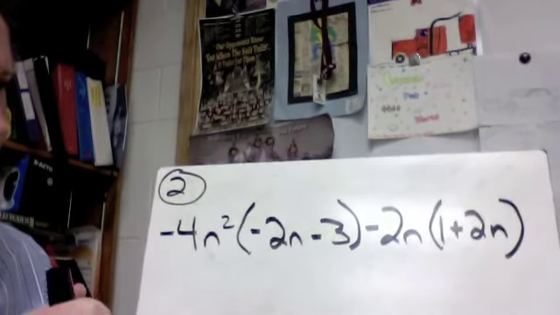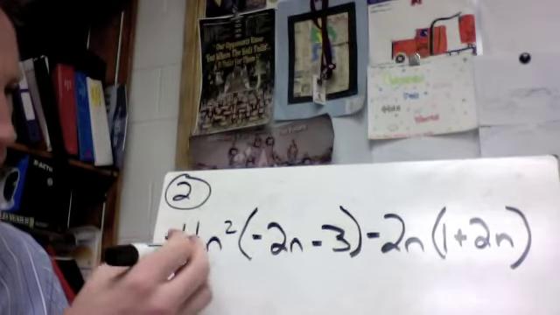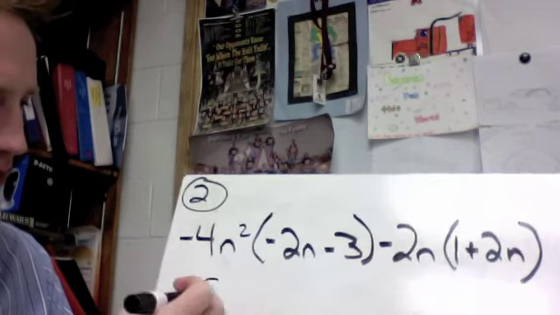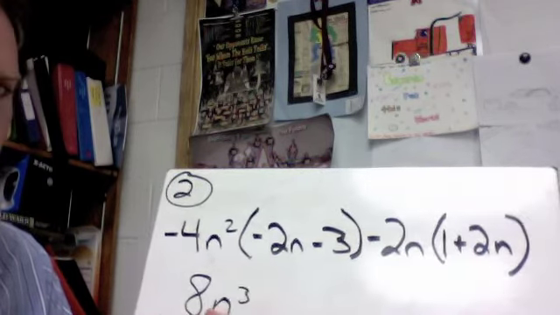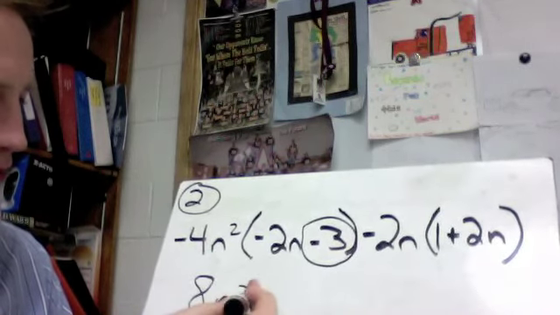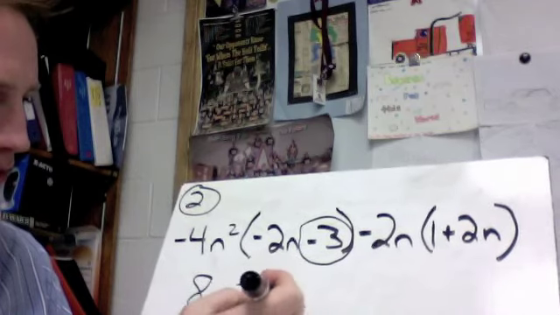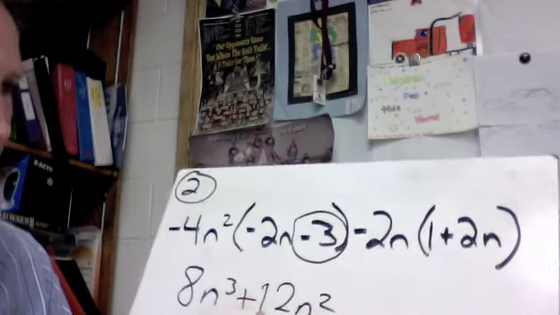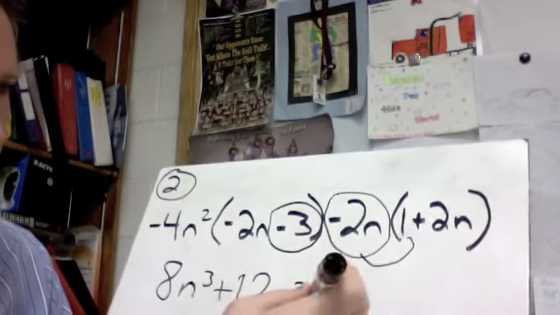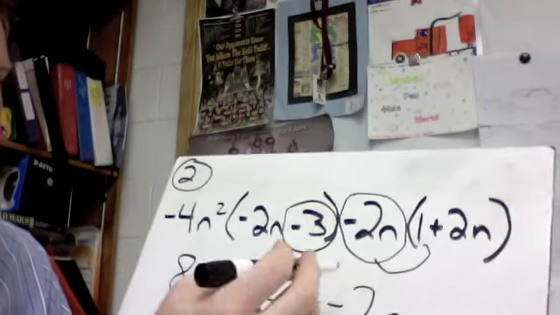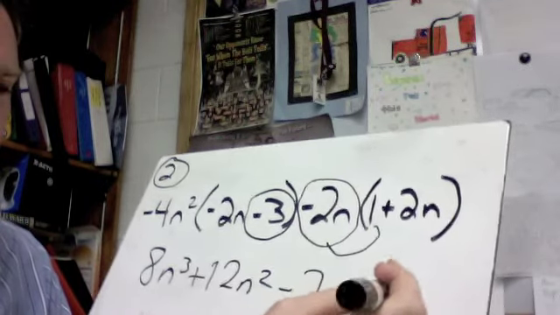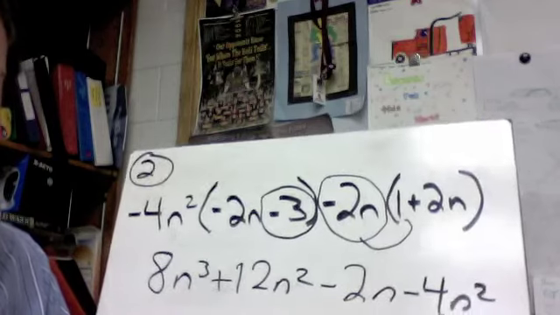Alright, number 2. Lots of n's in this one. 4 into the second, -2n, multiply those together, we're going to get a positive. That's going to be 8n to the third. Then we've got -4, and -3 is also going to be positive. That's going to be a positive 12n to the second. Over here we've got a negative number, so that's just going to be -2n. And then we have -2n times 2n is going to be -4n to the second power.